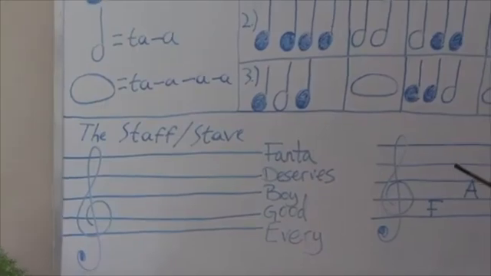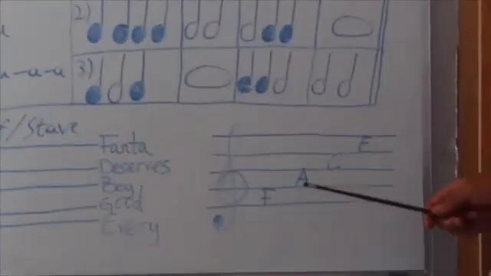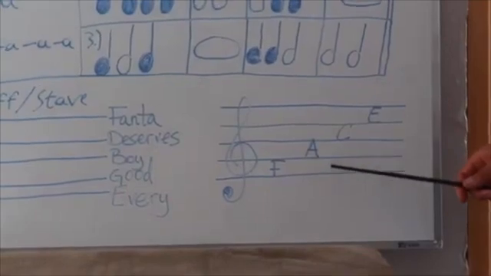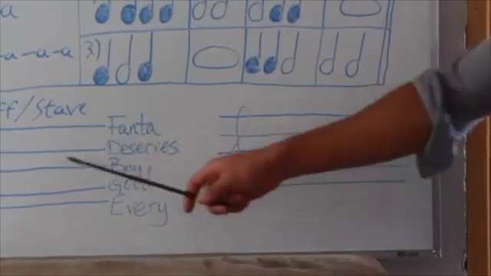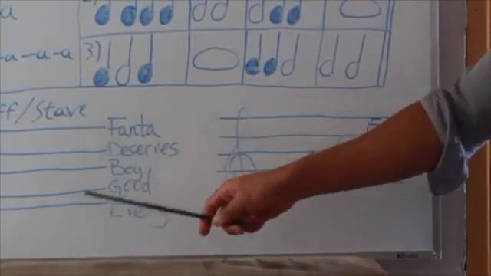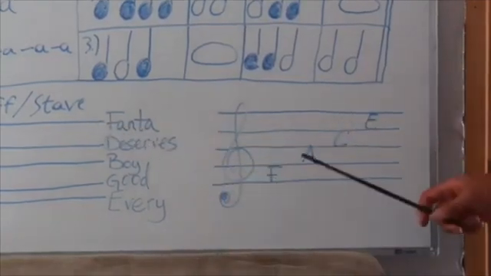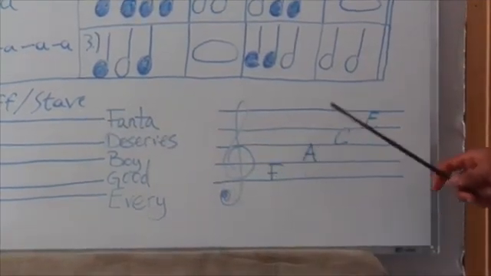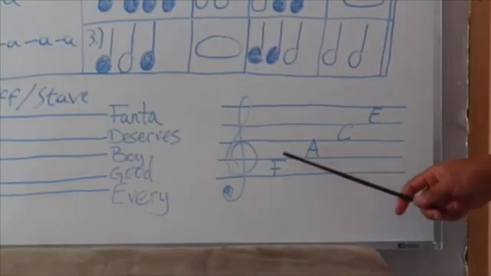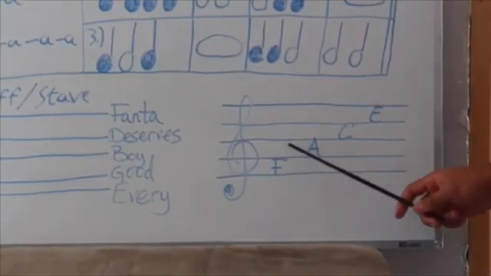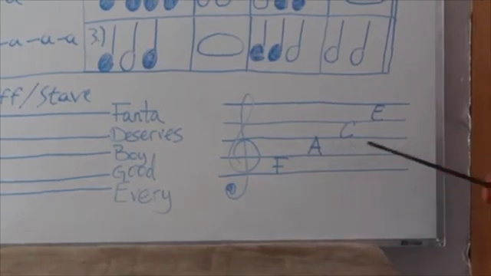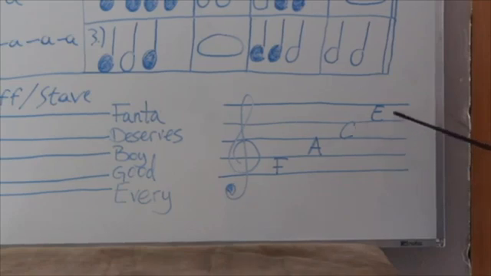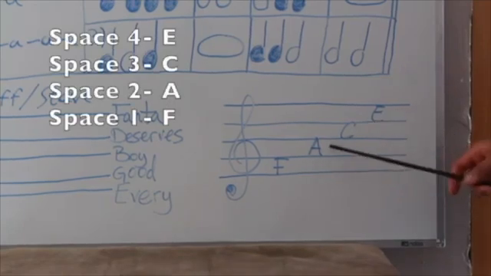Now let's go over here. Over here you can see we have another word, but this time it's not on the lines, it's in the spaces. Between the lines you have a space. And in between these spaces we have a face. Super easy. F gets the first space, space number 1. A gets space number 2. C gets space number 3, and E gets space number 4. So space 1, space 2, space 3, space 4: F, A, C, E.